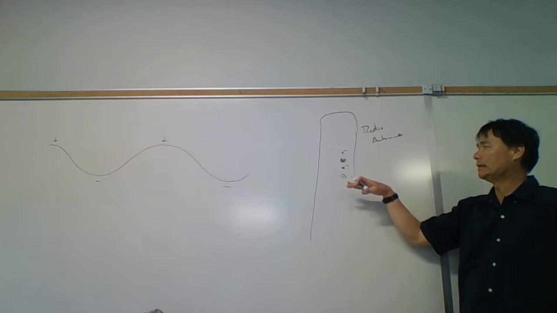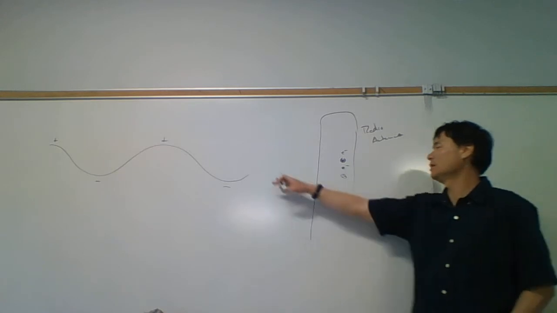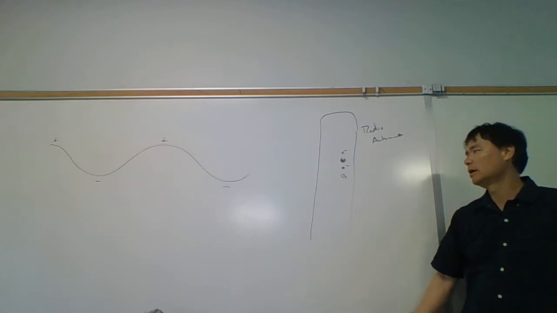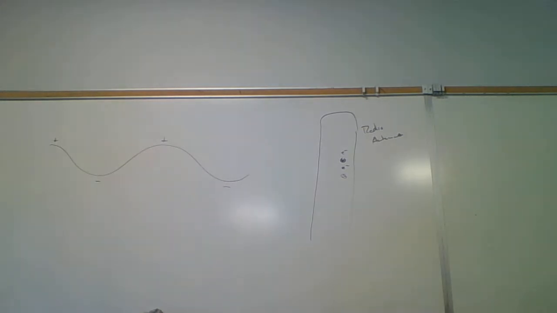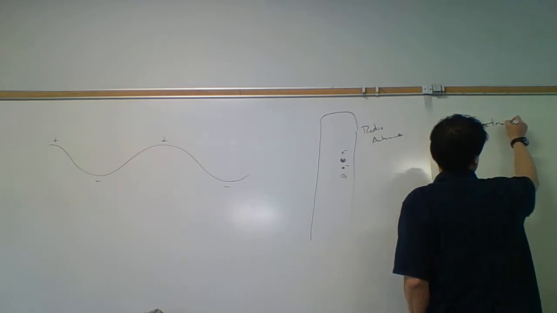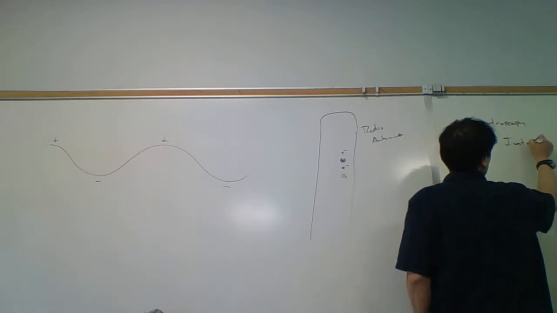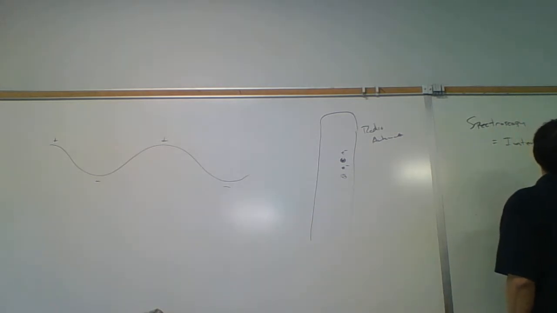However, the electrons are light, and being light, the electrons will start to oscillate with the field. So if a radio wave hits this, then the electrons in the antenna start to oscillate up and down. We call that exciting electrons. And so primarily light is going to interact with the electrons in matter. This is called spectroscopy. Spectroscopy is equal to the interaction of light and matter.